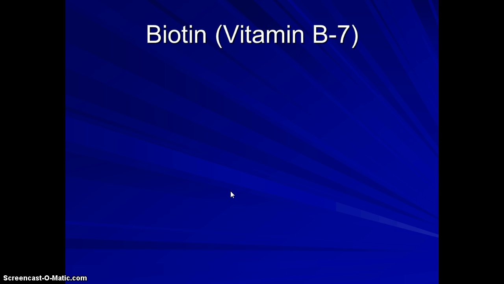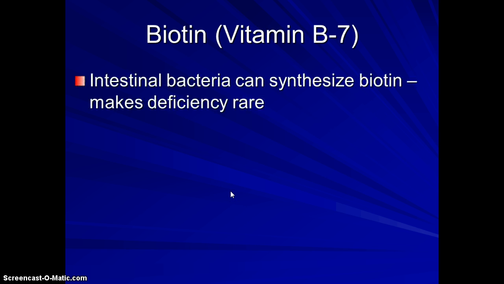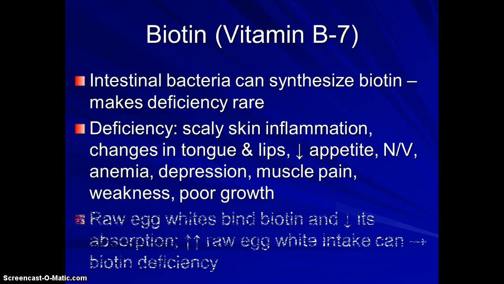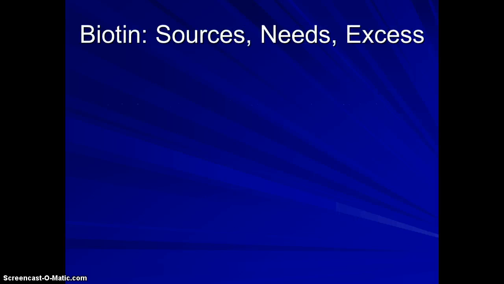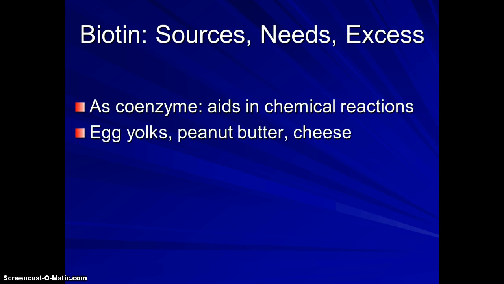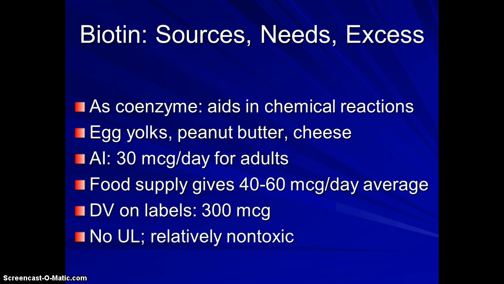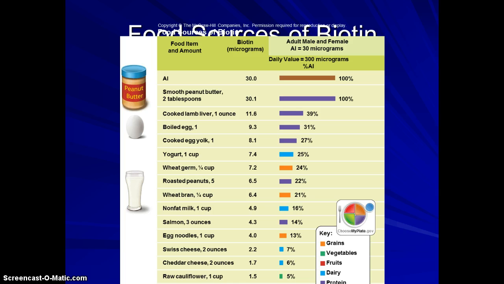All right, B7. Intestinal bacteria can actually make this B vitamin. And deficiencies result in that scaly skin, changes in tongue or lips, just like we'd seen in the other B vitamins. Where do we get it? Protein foods, typically. And do most Americans get enough? Yes. And there's those protein foods.